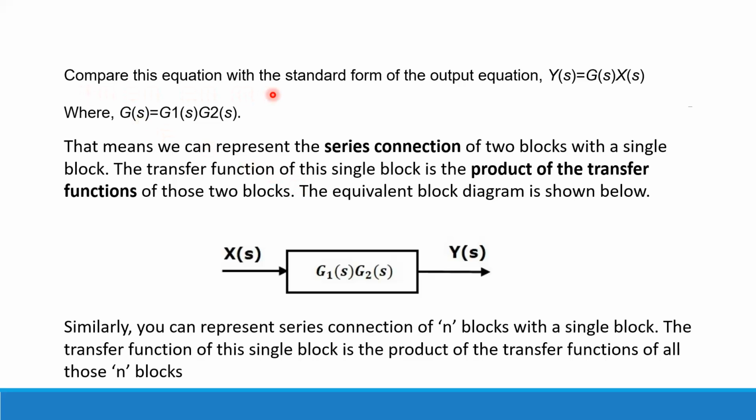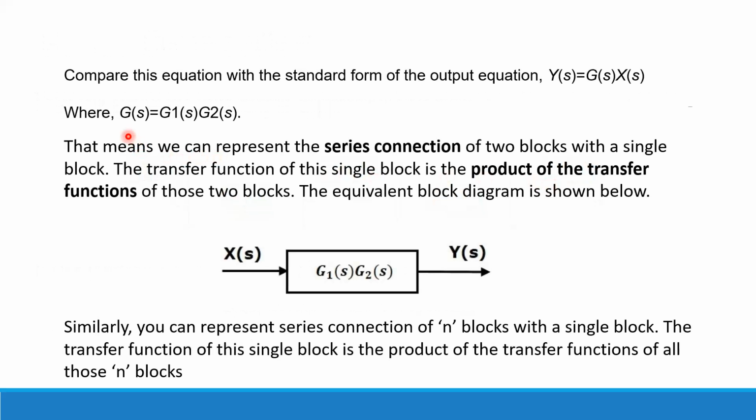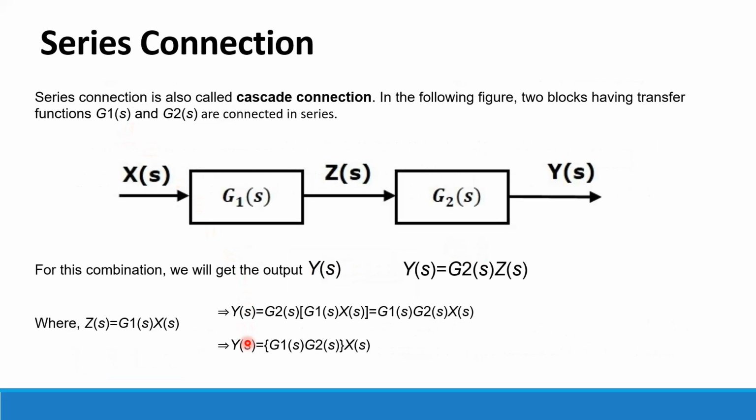Now if you compare this equation with the standard form of our output equation, that is Y of S is equal to G of S into X of S. G of S is nothing but the combination of G1 and G2. X of S is your original input, so the original input into the combined gain is equal to the combined output Y of S. Now if you compare this G of S, it is equal to G1 of S into G2 of S. This is the multiplication of gains of block 1 and block 2.